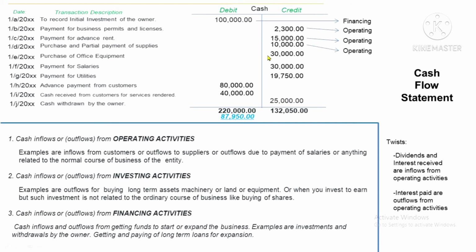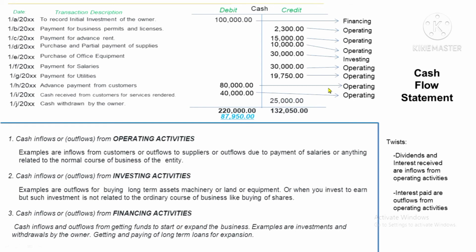However, this payment of 30,000 for the purchase of office equipment, since this is an outflow for acquiring a long-term asset, is considered an outflow from investing activities, right? So the payment for salaries and the utilities, as well as the payments of customers or receipts from customers, are related to operating activities, right?